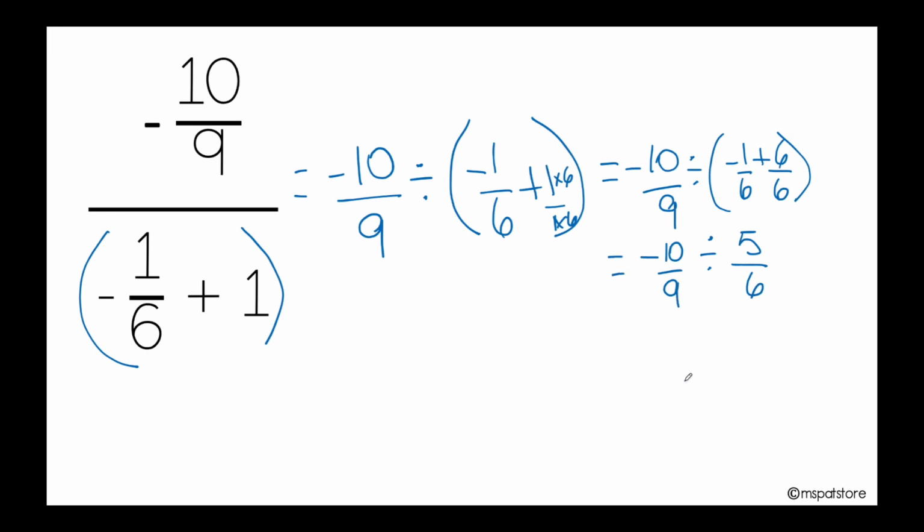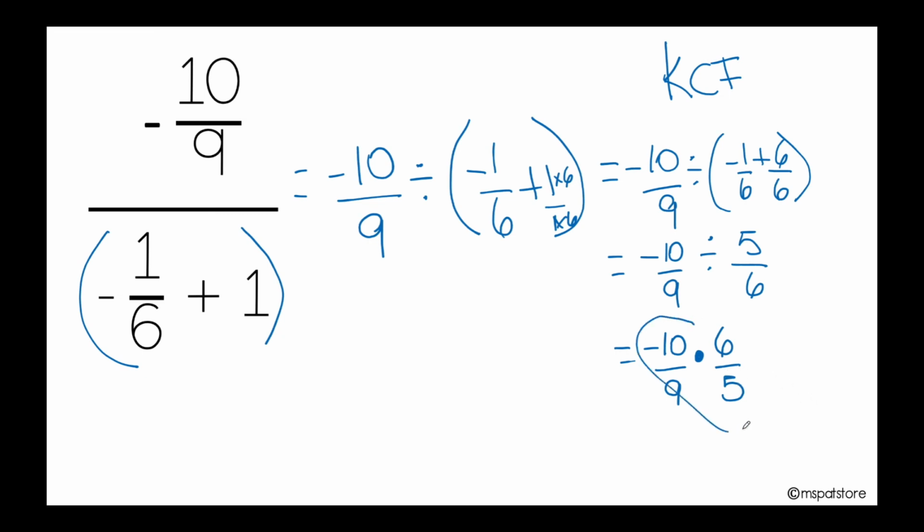Remember that when you're dividing fractions, you need to keep, change, and flip. I am going to keep the first fraction the same, change my division sign for a multiplication, and flip, or use the reciprocal of, the second fraction. So it will be 6/5. In this case, if you want, this is optional, you can simplify first. If not, just multiply 10 times 6 and 9 times 5, and then you simplify at the end.